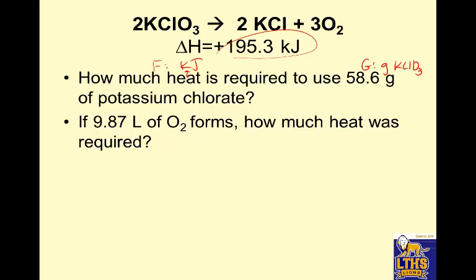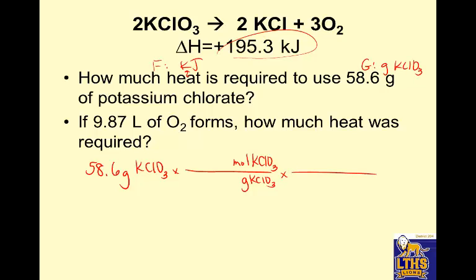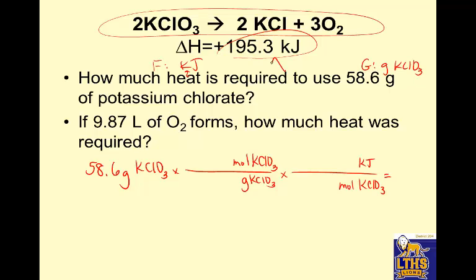Okay, so our plan should be to take the given 58.6 grams of KClO3, and then we have to change grams of KClO3 into moles, because the only way you can use the numbers in the balanced equation is if you're in moles. All right, so this is the heat that belongs with this reaction. So I want to get rid of the moles of potassium chlorate and change it into the heat. But now I've got to go back and use the coefficients or numbers from the balanced equation.